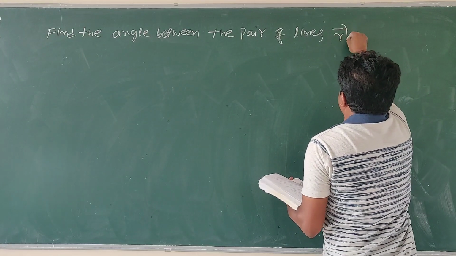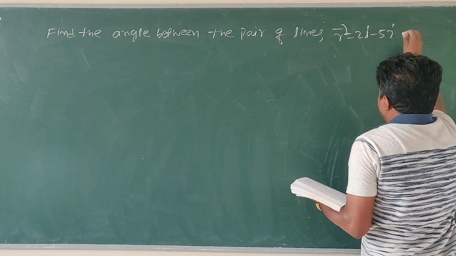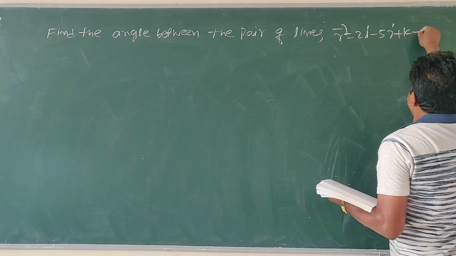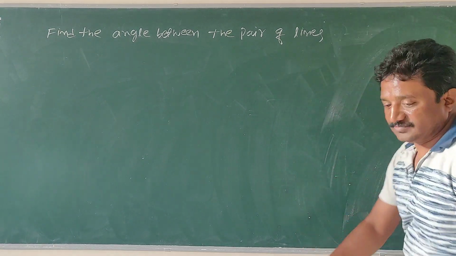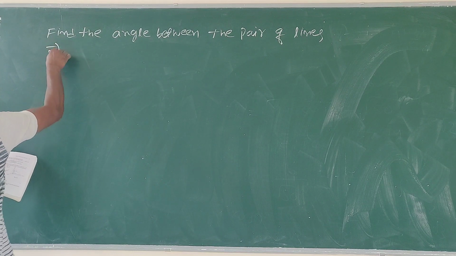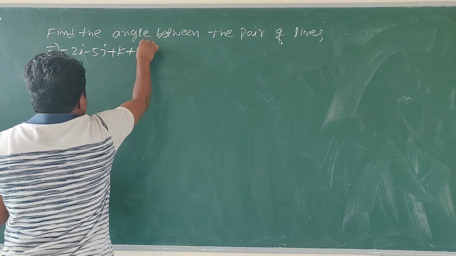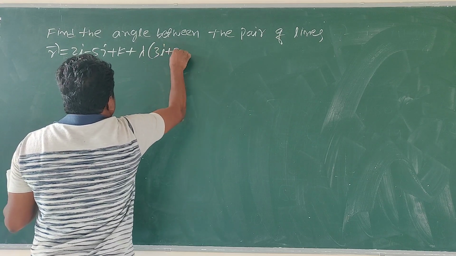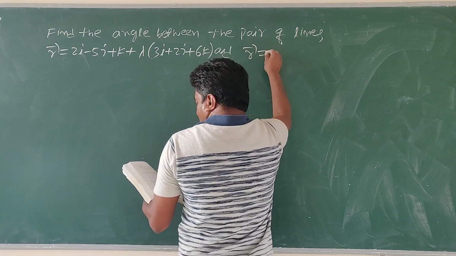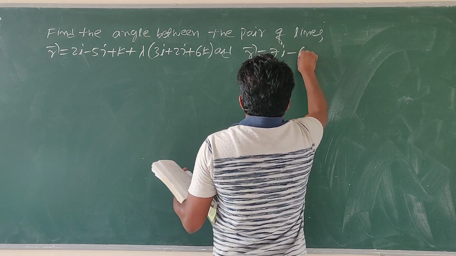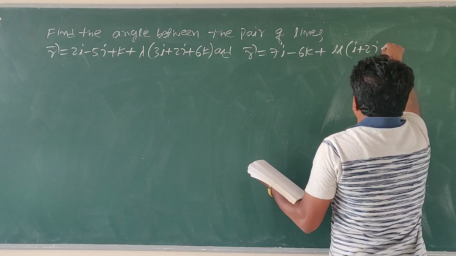Vector R equals 2i minus 5j plus k plus lambda into 3i plus 2j plus 6k, and vector R equals 7i minus 6k plus mu into i plus 2j plus 2k.